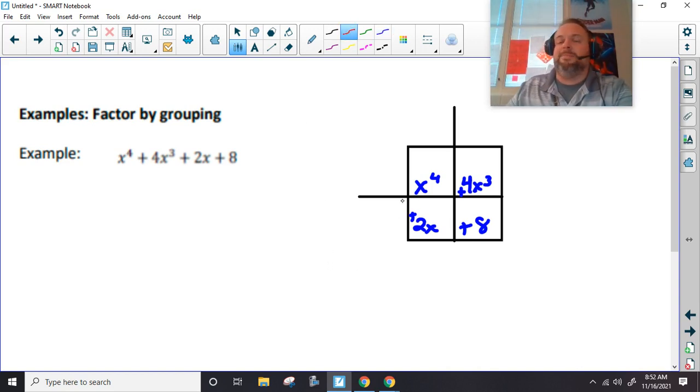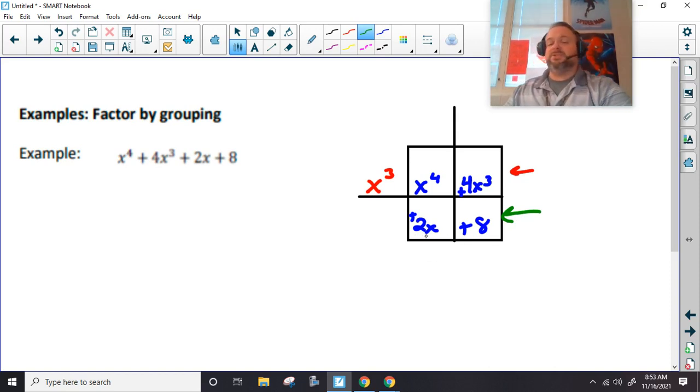All right. Now, I'm going to look right here at this row. What is the GCF between x to the fourth and 4x to the third? X to the third. Very good. Now, so I did that row. Let's look at this row. What's the biggest thing I can take out of 2x and 8? A 2.